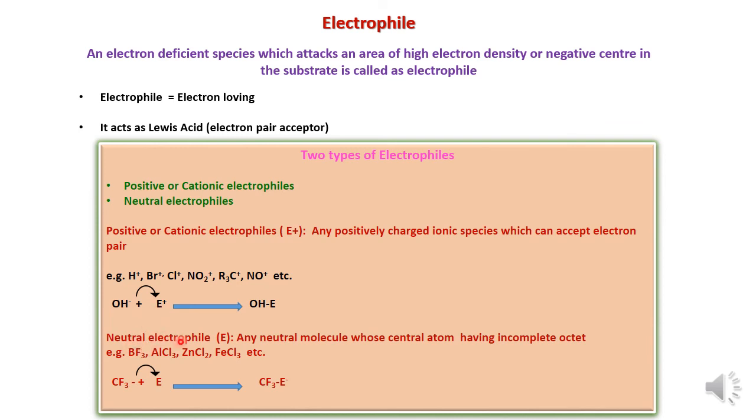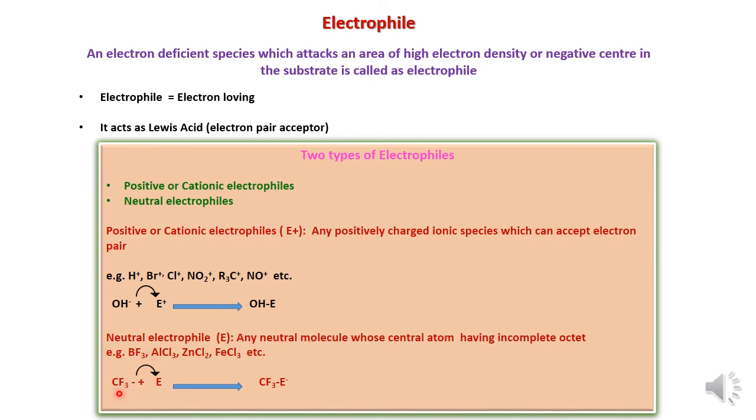Then the second example is neutral electrophile. Any neutral molecule whose central atom has an incomplete octet is called a neutral electrophile, denoted by capital E. These are the examples: BF3, AlCl3, ZnCl2, FeCl3. They are neutral in nature, but they are all Lewis acids, remember. These are examples of Lewis acids. They will accept the electron pair. Therefore, they are also called electrophiles, neutral electrophiles.